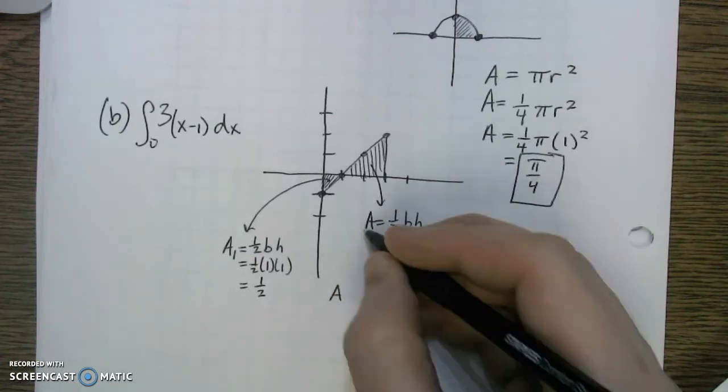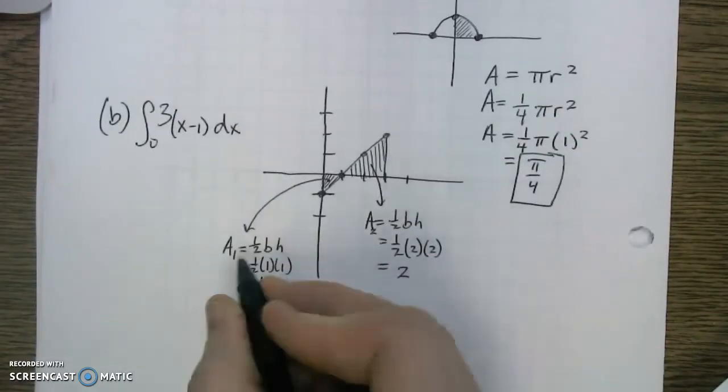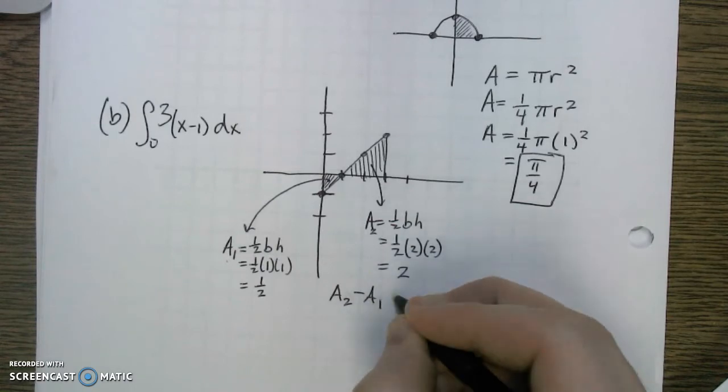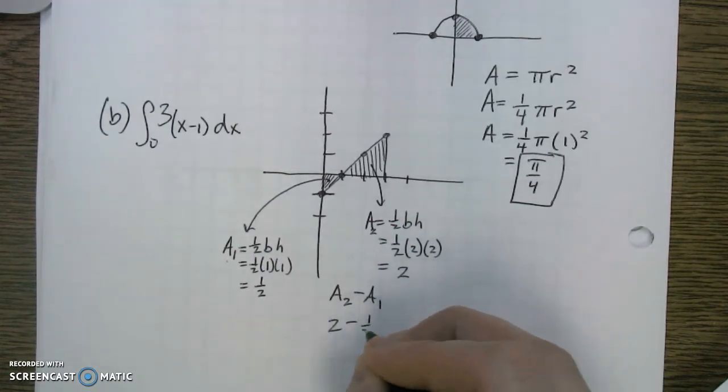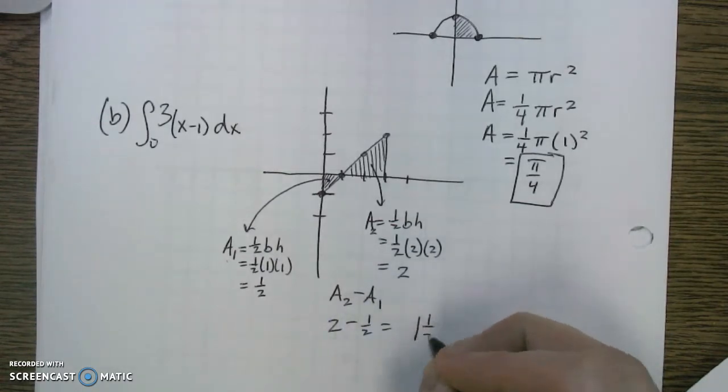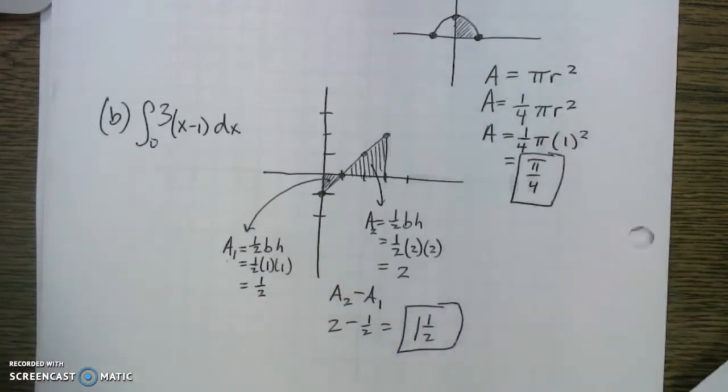So what we should have is, if I call that area 2 minus area 1 because it went below, 2 minus 1/2, we should get 1.5 for the area. And that was just using the area of a triangle equation.